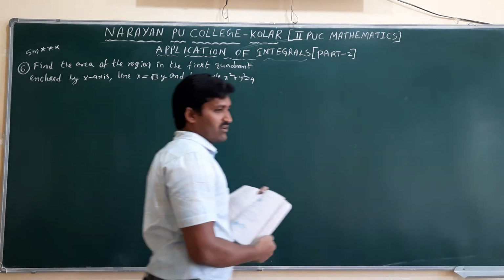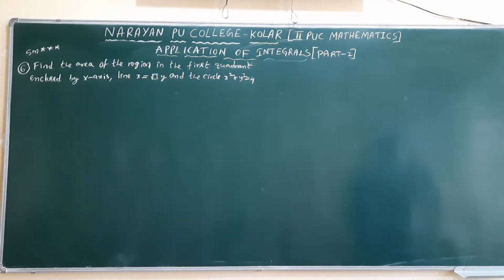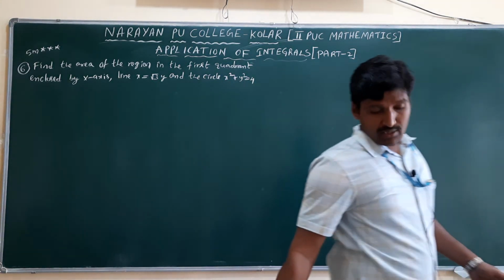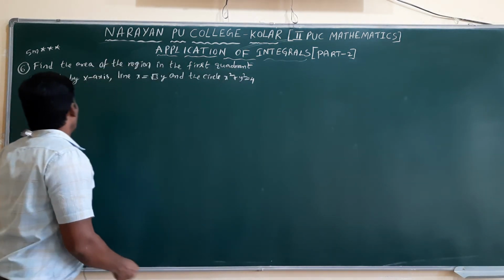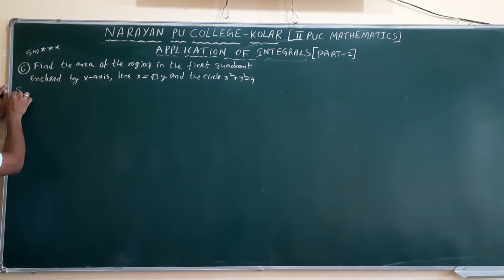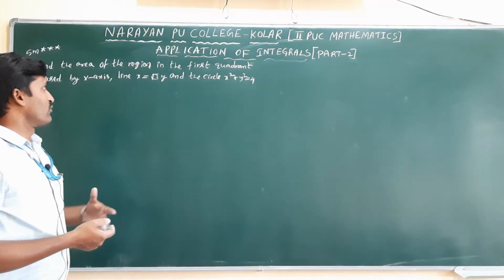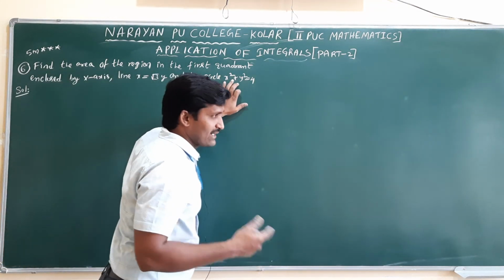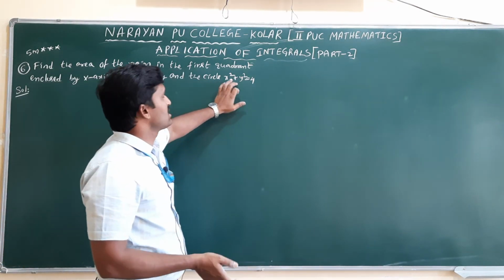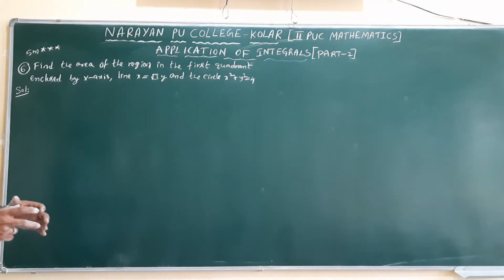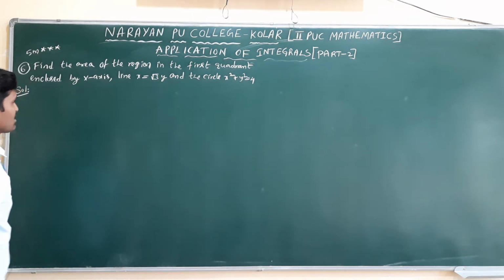In the region between the line, circle and x-axis, between these curves we need to find the area. Here limits are not given. The limits we need to find where this line and circle are intersecting. By solving those two equations we will get the restricted limits or points of intersection.